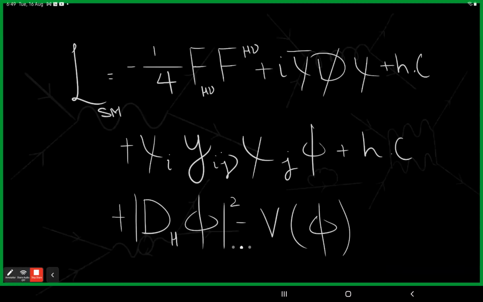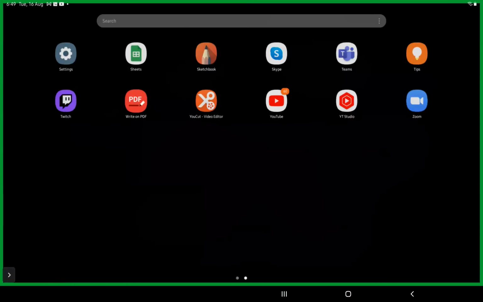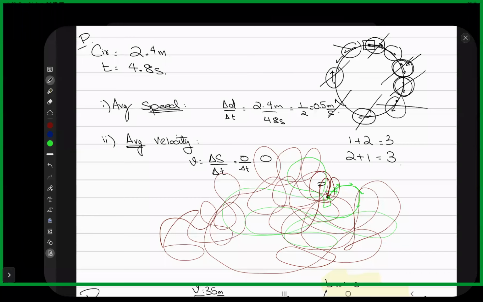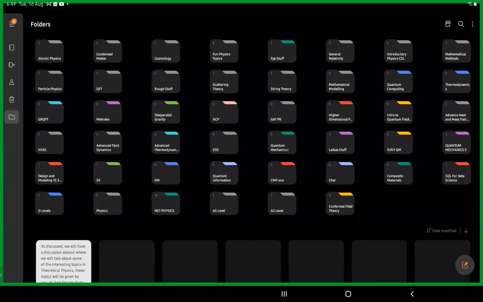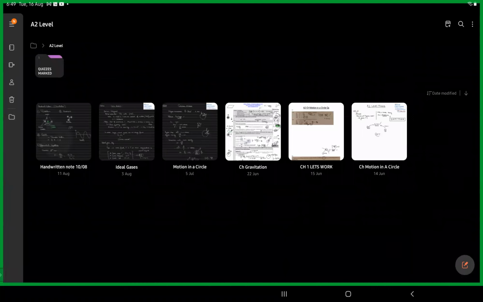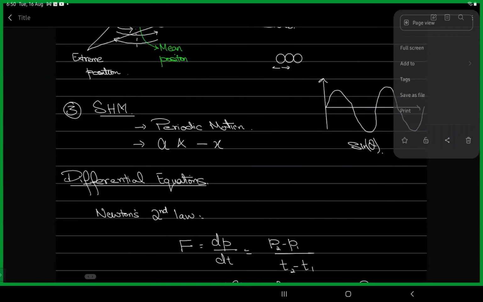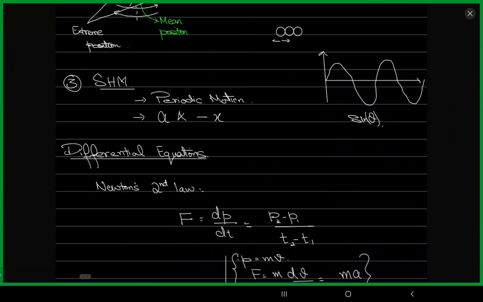Okay, I'll share the screen. Okay, can you see the screen? Is it visible for everyone? Okay.